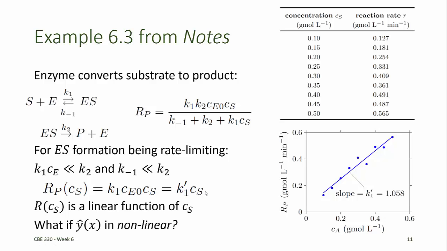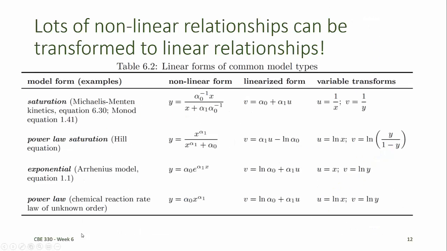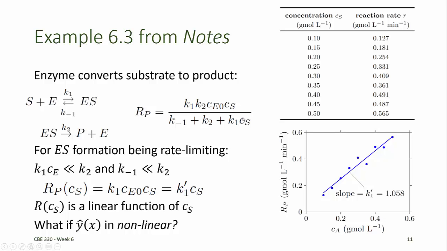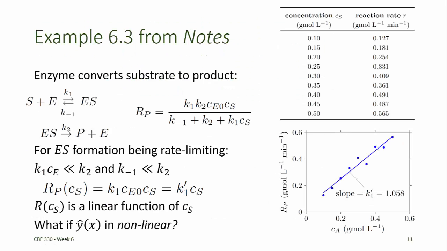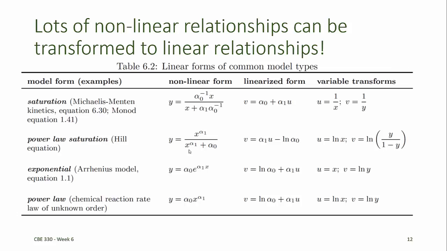In this case, we used a simplified version of the model that was linear, but what if our model y hat of x is nonlinear? In many cases, we can linearize nonlinear models. The model on the previous slide describes what we call Michaelis-Menten kinetics, which gives rise to a saturation type equation. Here, the independent variable is CS, and here the independent variable is x. Rather than making assumptions about the rate coefficients, we can linearize a saturation model by a transformation of variables.